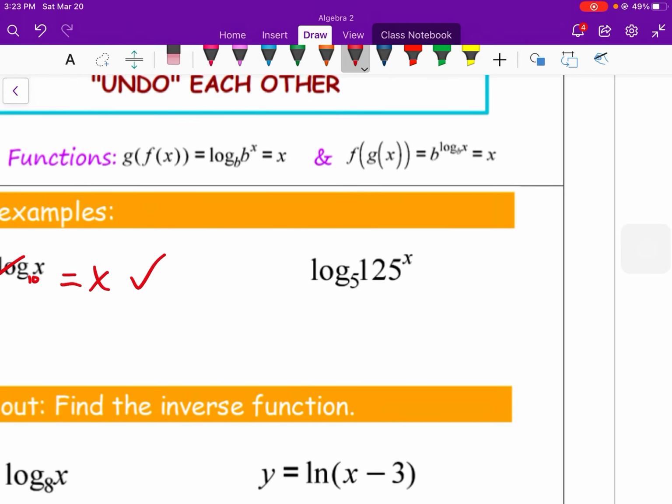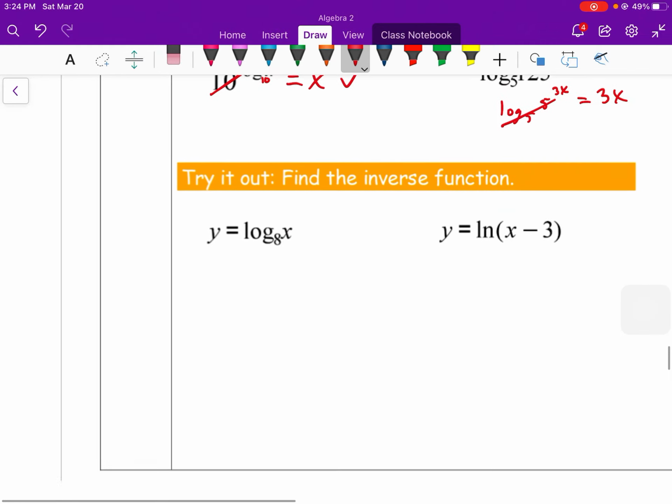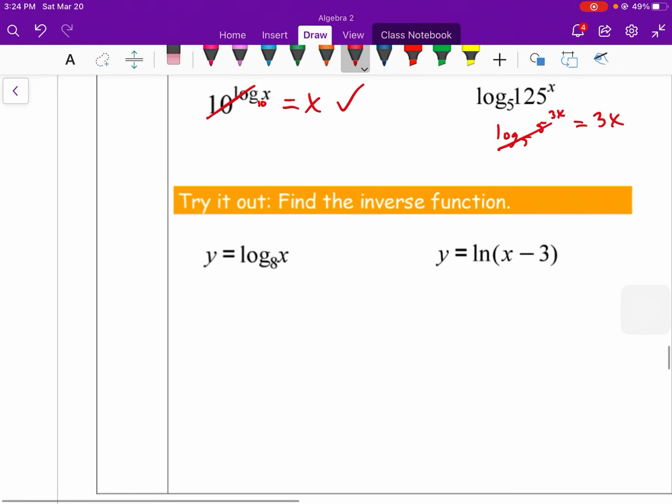How about this one? Log base 5 of 125. So it kind of looks like this one, but we can manipulate 125 to be the same base as 5. Log base 5 of 125 is the same thing as 5 to the power of 3x. So now we see that 5 cubed is 125. Those then simplify to 3x out. So it's kind of like scaling our base by a factor of 3. Try it out, find the inverse.